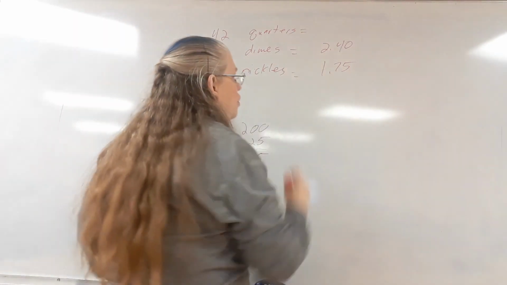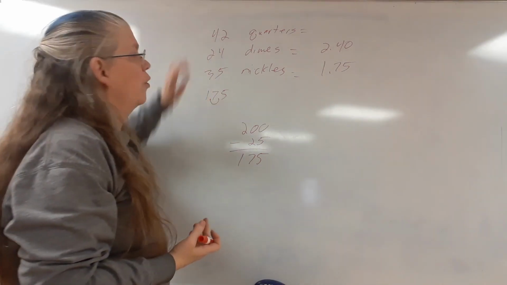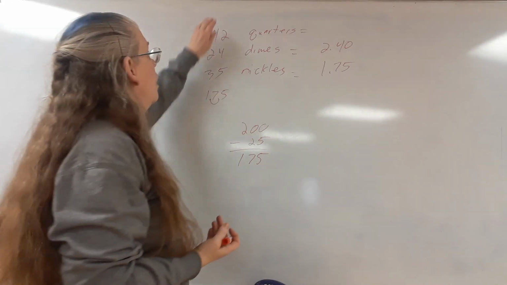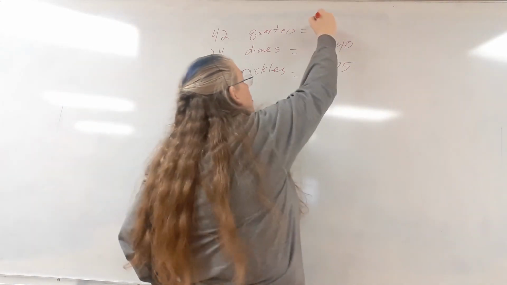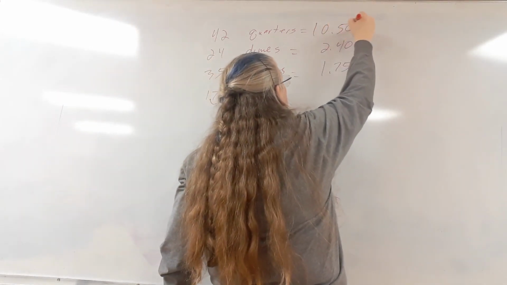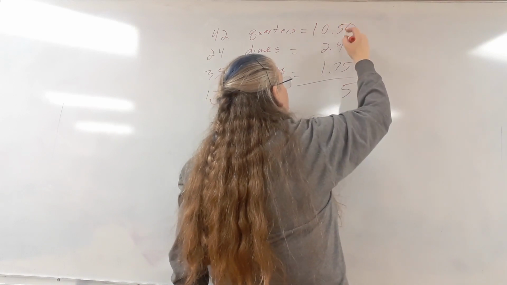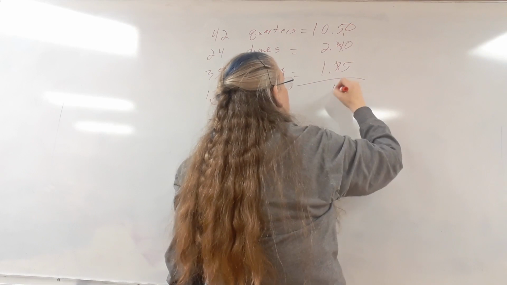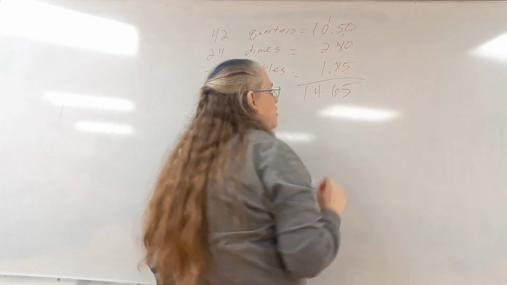Quarters, there's 4 quarters to the dollar. So if we have 40 quarters, that's $10. So $10, and then we have 2 quarters left over, so it's $10.50. And we add them up. It adds up to 7. We have 1 left over, so 6, for $14.65.